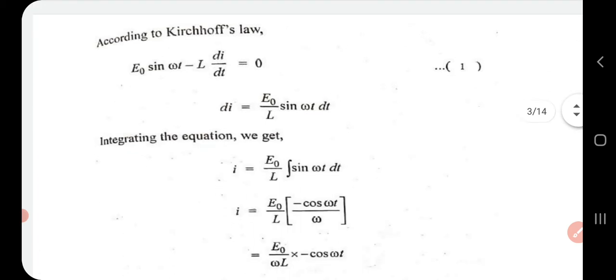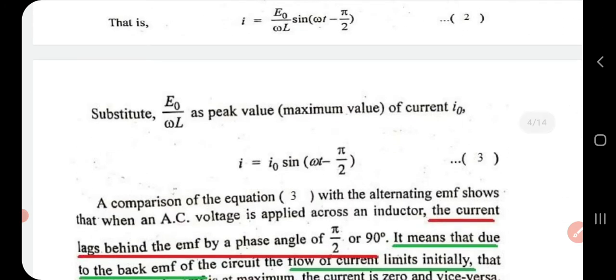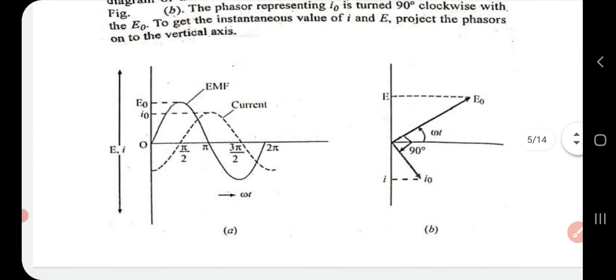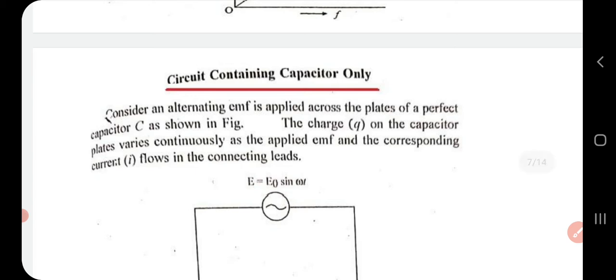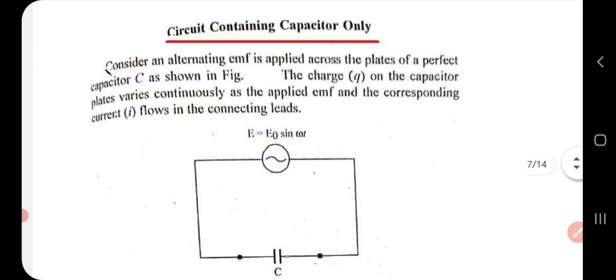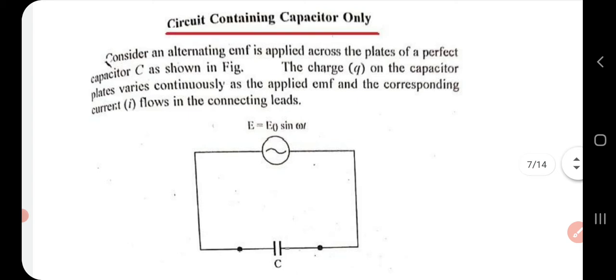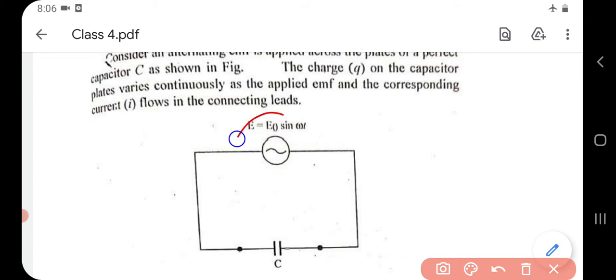Now the same procedure we will apply. There will be slight changes in the expressions when we discuss this circuit containing capacitor. Everything is the same. The procedure is exactly the same, but the only change is a slight change in expression. So once you study the inductor circuit correctly, it will be very easy for you to study the capacitor circuit. Okay, now see, here you can see a circuit containing only capacitor. This is the EMF that you are applying. This is a capacitor C. Now let the charge on the capacitor be Q.